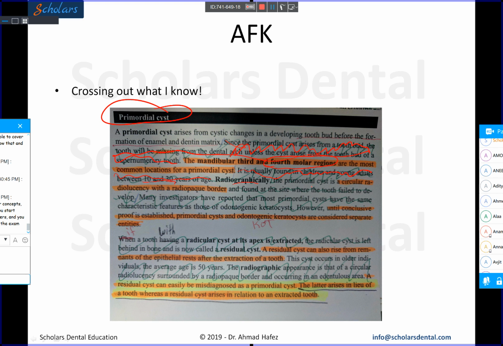How does it look radiographically? It's a cyst. So it's a circular radiolucency with a radiopaque border. Don't all cysts look like that? So why am I even memorizing it? There's no point. It's a regular cyst. So I'm just going to cross this out. So that's what I did.